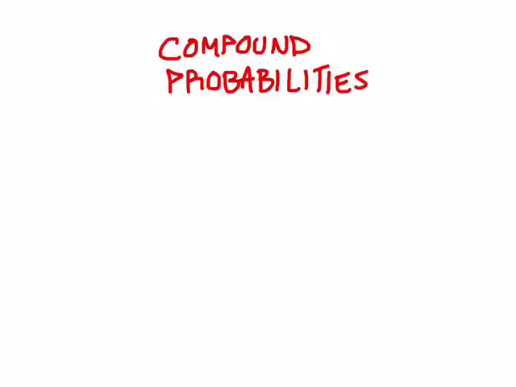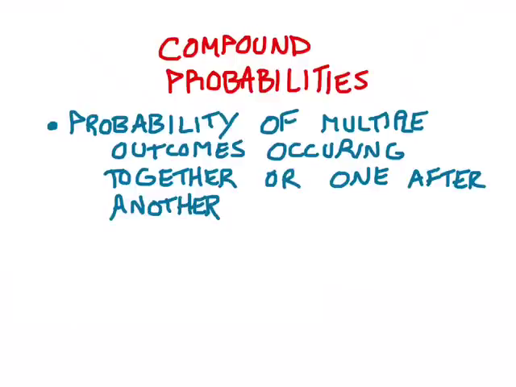Let's start by talking about what a compound probability is. It's basically the probability of one event and then another. Another way to say it is that it's the probability of multiple outcomes occurring together or one after another. For example, if I was going to flip a coin more than one time, compound probability would be how I figured out the probability of getting heads then heads again.